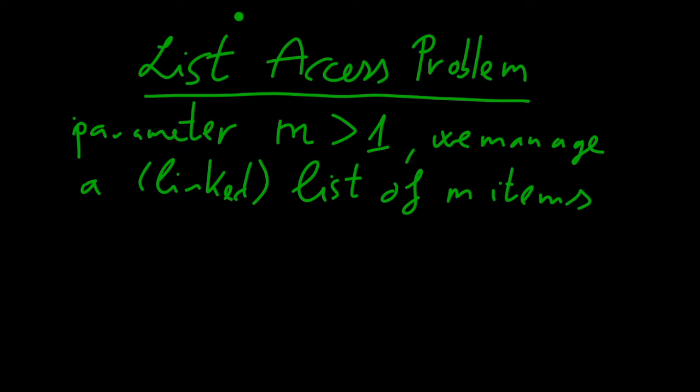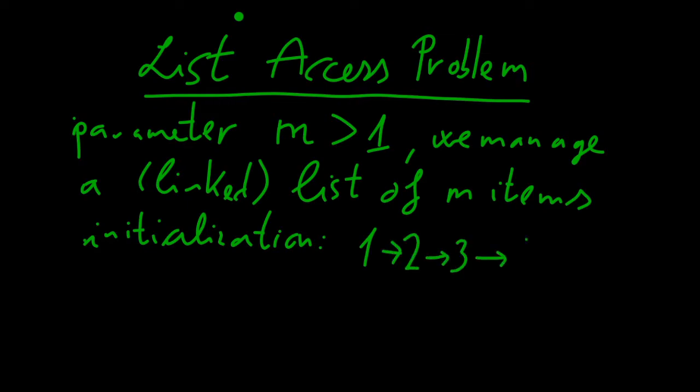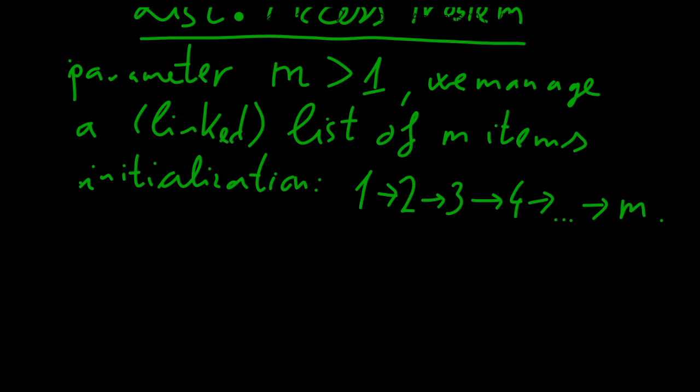So usually the initialization is that the list has the elements 1, 2, 3, 4, and so on till m. Now we won't change the list elements themselves. We won't insert new elements to the list. We won't erase elements from the list. We will only rearrange the list, because an input, a request, is just a query for one of these elements.